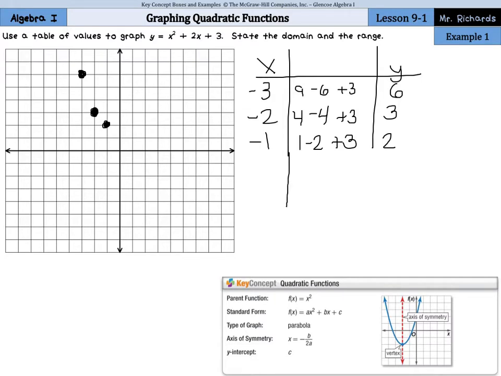We'll have to extend our function table here a little bit, as we have 0 now for x. Well, 0 squared is 0, plus 2 times 0 is 0, plus 3, so it's going back up to 3. Next we have 1. 1 squared is 1. 2 times 1 is 2, plus 3 gets us 6 again. 1, 6. Well, there's my points that I need.